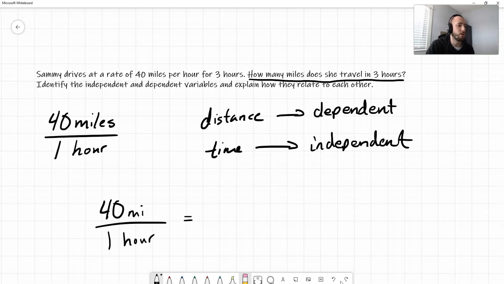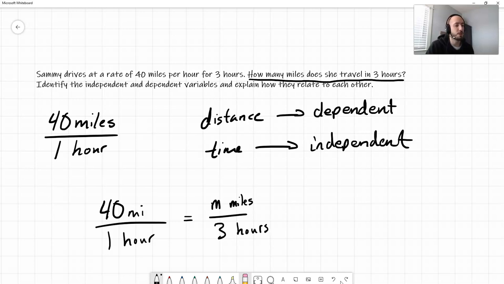I can draw up a proportion here. I want to know how many miles, I'll say m miles, in 3 hours. How many miles will we drive in 3 hours?